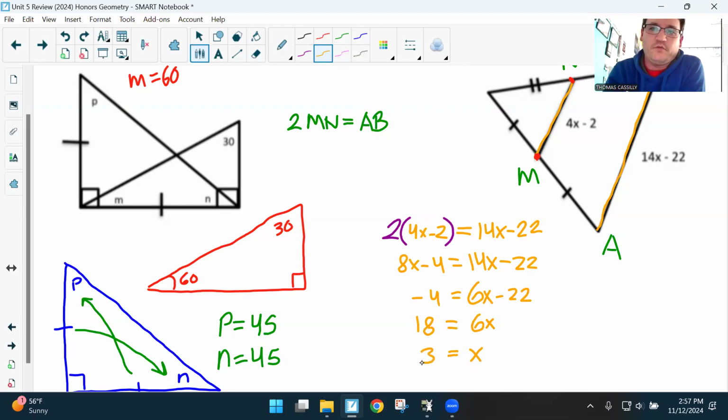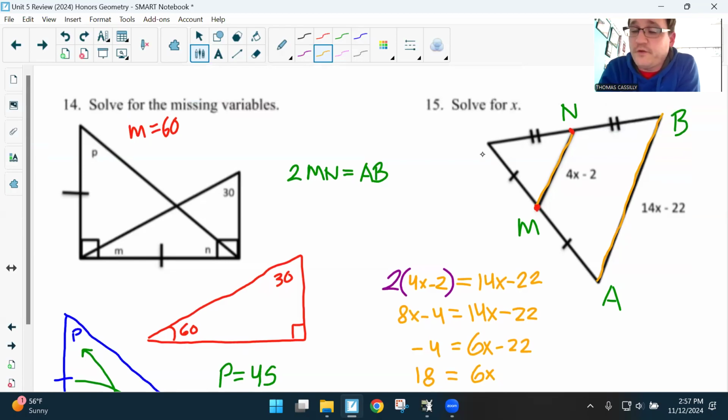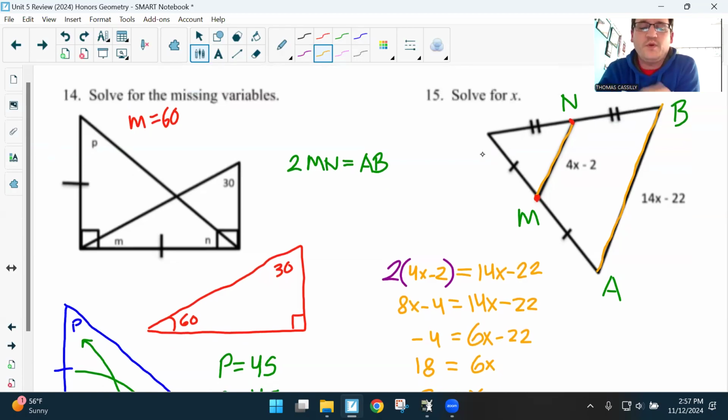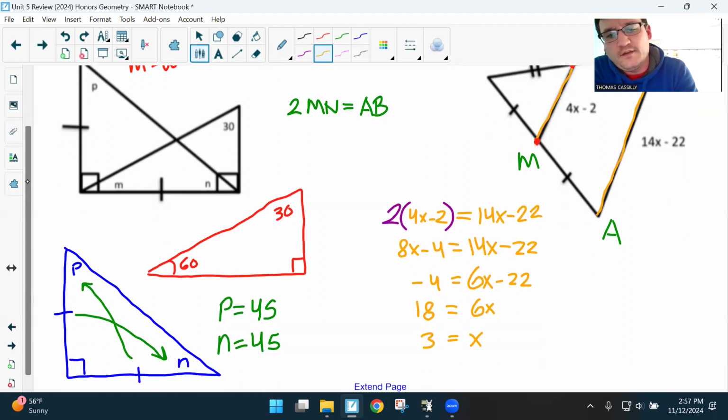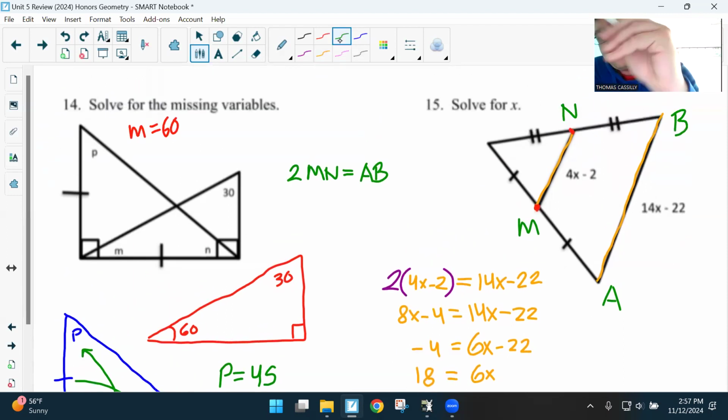All right, and that one's done. I think that's all they wanted: solve for x. If they said, hey, plug it back in, we could. You know what? Why don't we do that? X is 3. So 3 times 4 is 12. 12 minus 2 gives us a 10.